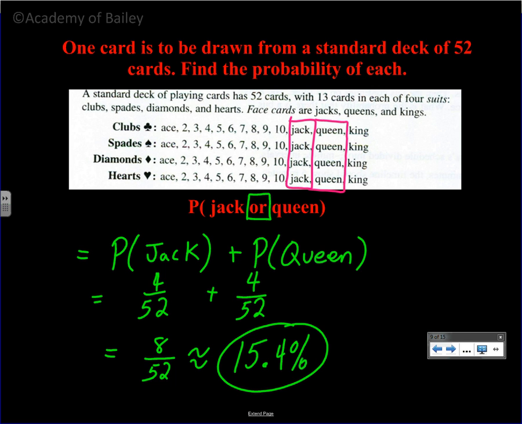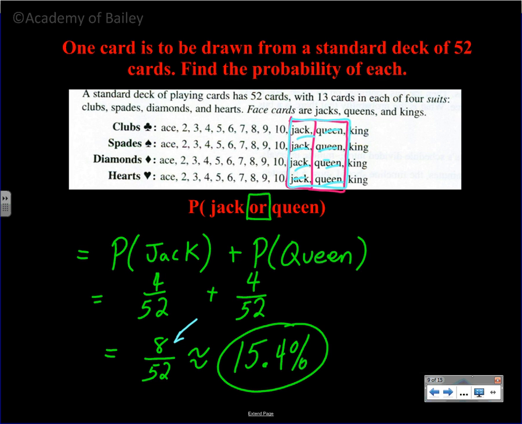And remember, that was the same probability of a jack or a king. And if you notice, this number here is an 8. Can you count these up here? How many jacks and queens do you have? There are 8 cards there out of 52. So the probability of a jack or a queen being chosen is 8 out of 52, or approximately equal to 15.4%.